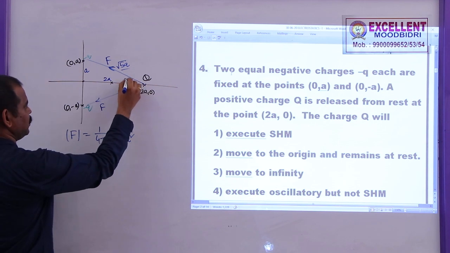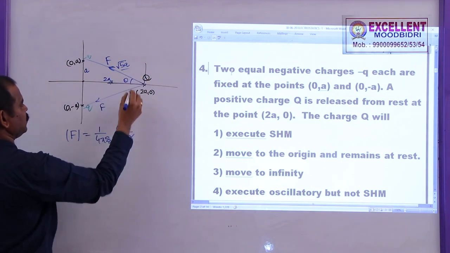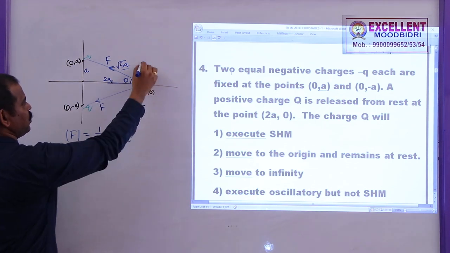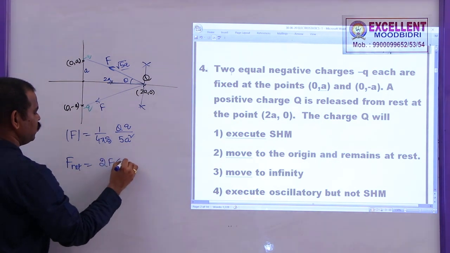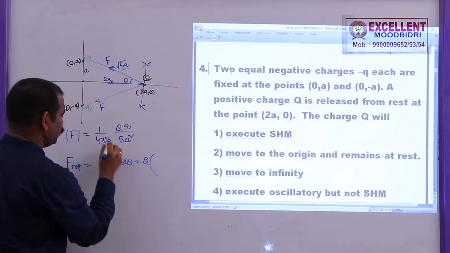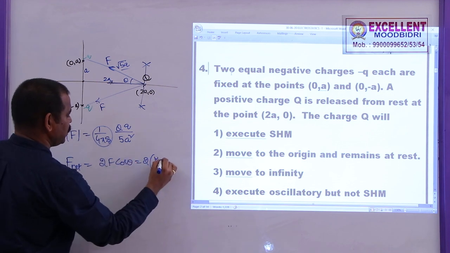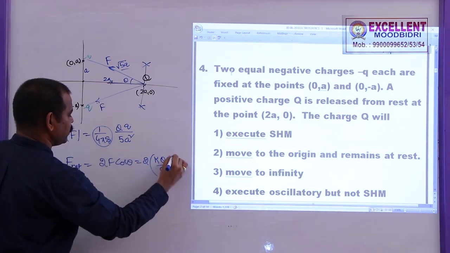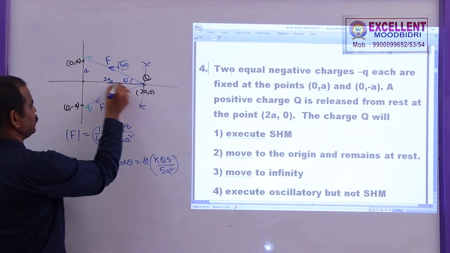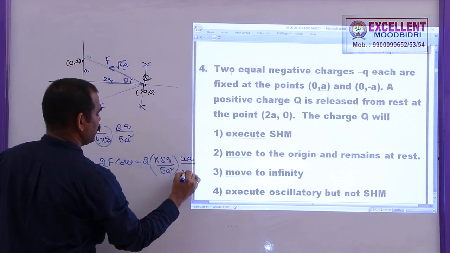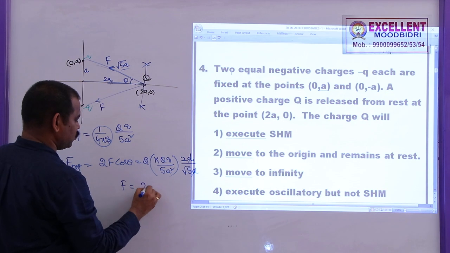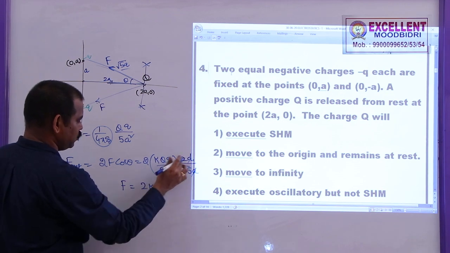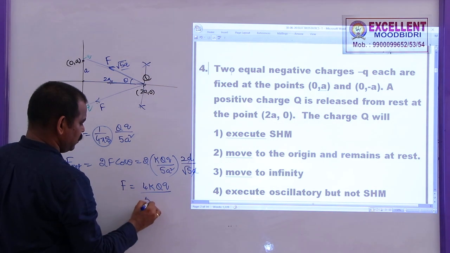But let us say this is theta. What is the net force here? F cos theta, F sin theta, and for this also F cos theta, F sin theta. The F sin theta components are equal and opposite and cancel each other. The net force experienced by this charge is given by 2F cos theta, so 2 into K, simply taking 9 into 10 power 9 as K, Q q by 5a square into cos theta. What is cos theta? Cos theta is adjacent side by hypotenuse, that is 2a by root 5 a. Here a and a cancel. So F is equal to 2k Q q into 2, so you can take it as 4 by 5 root 5 a square.